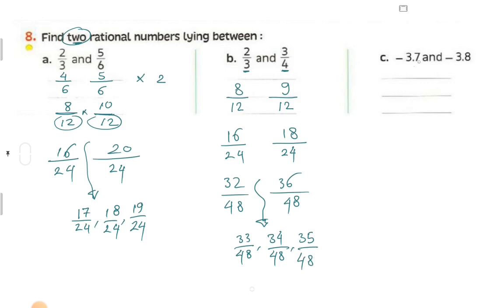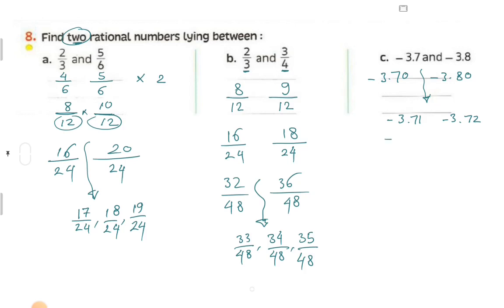Between negative 3.7 and negative 3.8, between 7 and 8 there is no integer, but I can write them by putting 0 in the hundredths place here and 0 in the hundredths place here. Now between 70 and 80, okay, there are 9 integers. Now between these two rational numbers I can find negative 3.71 or negative 3.72. He asked about two rational numbers.